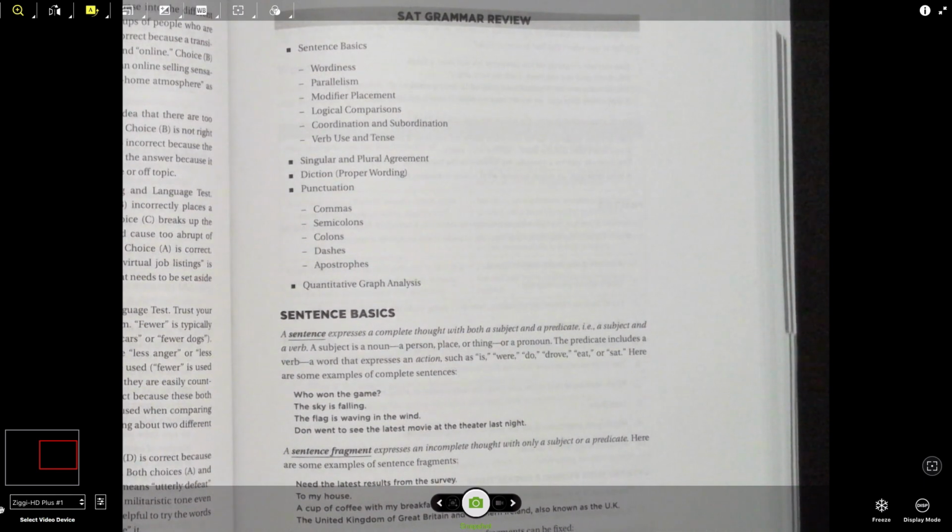Then we'll talk about different kinds of punctuation marks such as when and where to use commas, semicolons, colons, dashes, apostrophes. And finally, we are going to skip over the quantitative graph analysis because that is something that only comes up for the SAT, not for the ACT. Okay, so that's pretty much the plan for this.